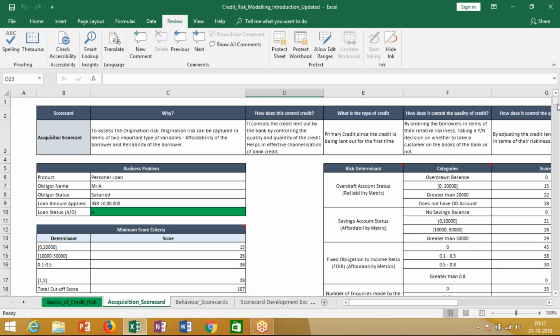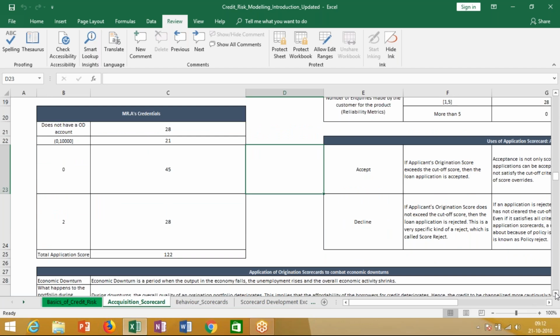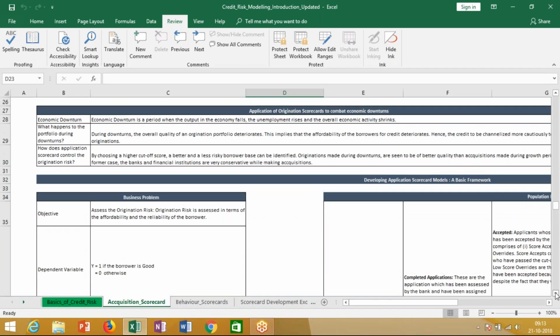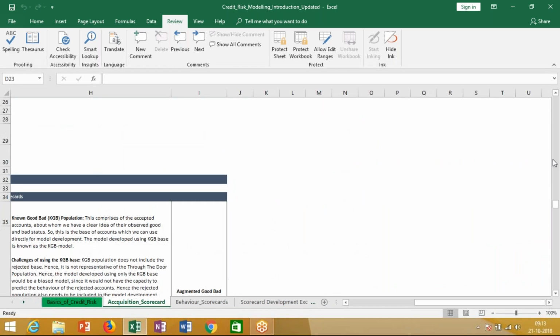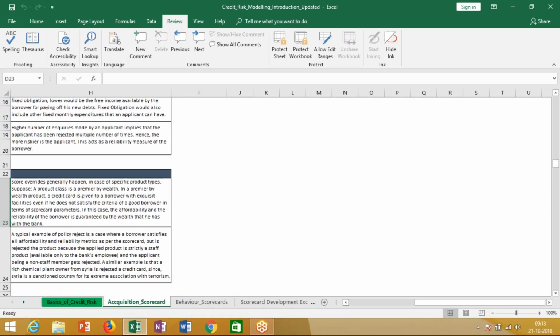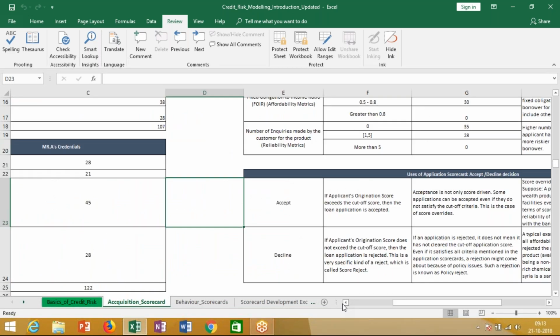But before that, let's try to understand some of the risk management strategies that are taken care of using the application scores. The first thing that we have over here is the application of origination scorecards to combat economic downturns. Now, before we move into this, let's quickly talk about some of the uses of application scorecards.